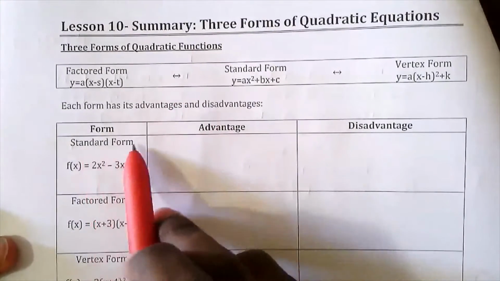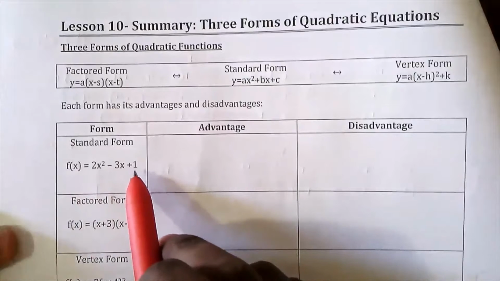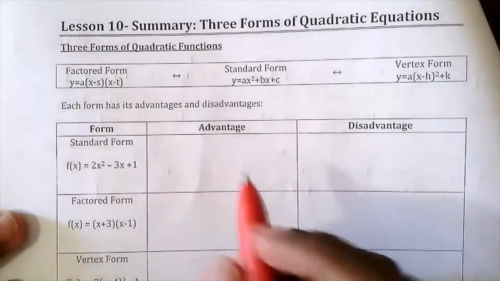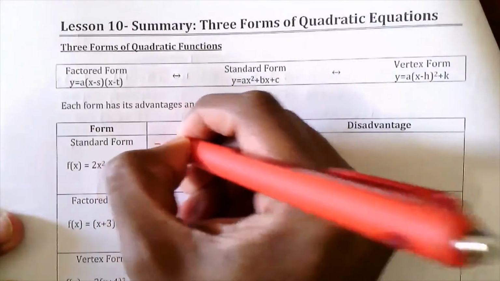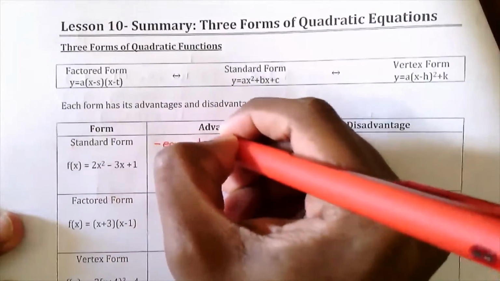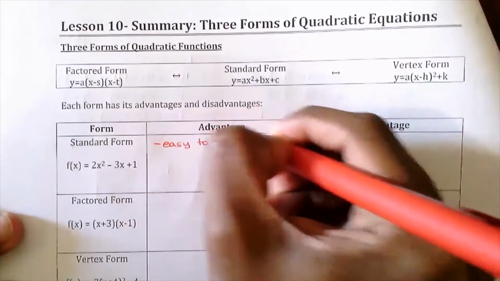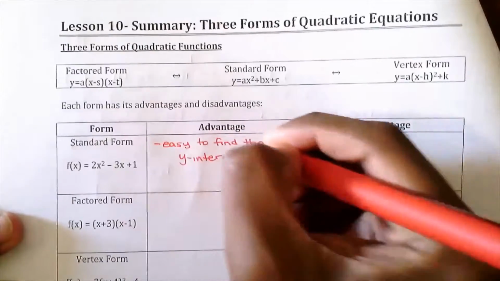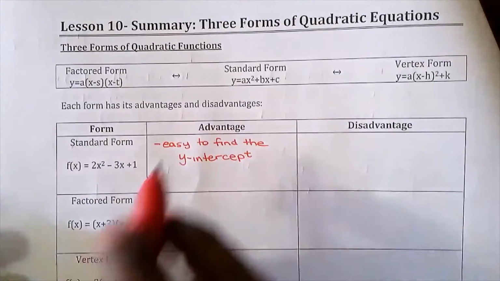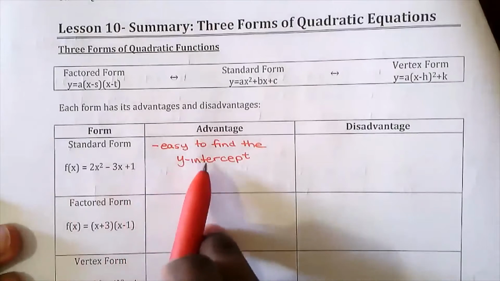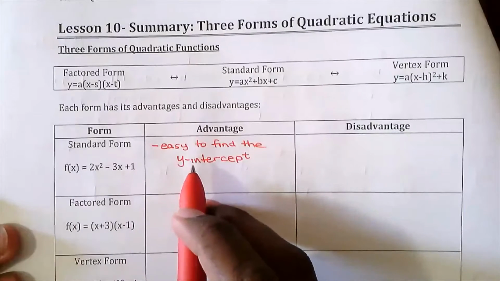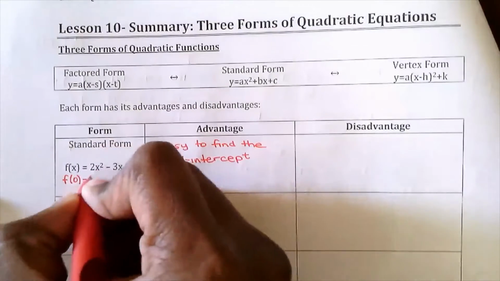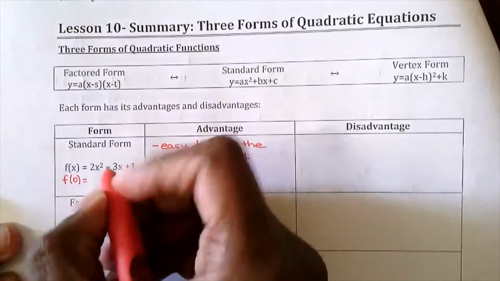Let's talk about them. So standard form looks something like this. And the main advantage is that it's easy to find the y-intercept. We haven't looked at this explicitly, but we can do it now. So let's say we have this equation. To find the y-intercept, all I need to do is let x equal 0. So f of 0. Because x is 0, I replace all of these x's with 0.